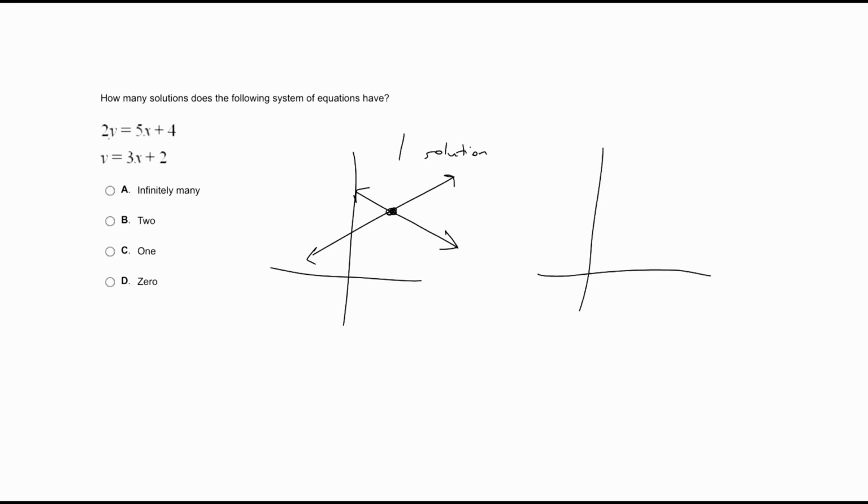When do two lines have infinite solutions? When they are the exact same line. Because if a solution is the point of intersection and they're the same line, there are infinite points of intersection, infinite solutions.